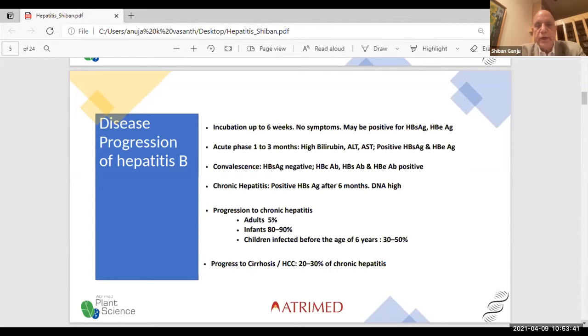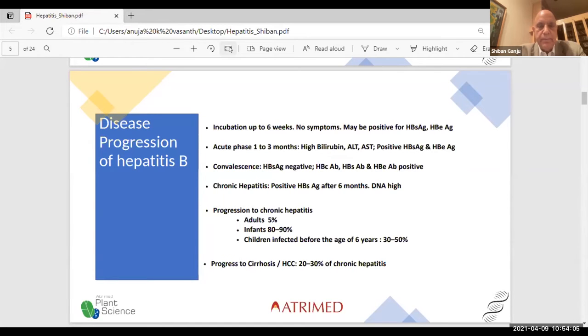Most of the people do get better after 3 months of convalescence. In fact, the majority, 90% of adults, get better. And then some unfortunate people, about 9%, will become chronic hepatitis patients. And there's 1% who don't make it and they die during the acute illness.